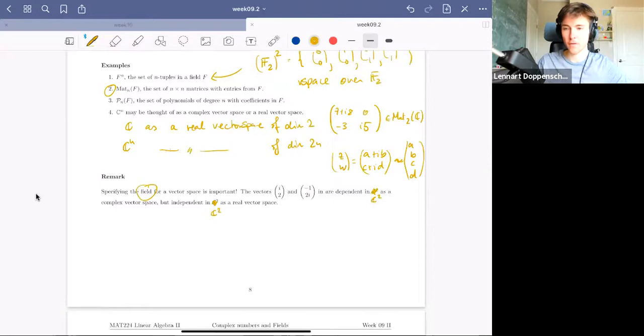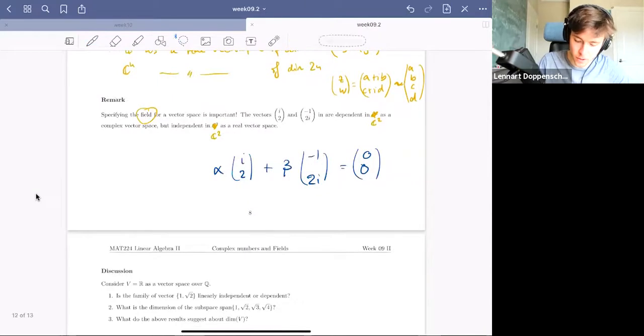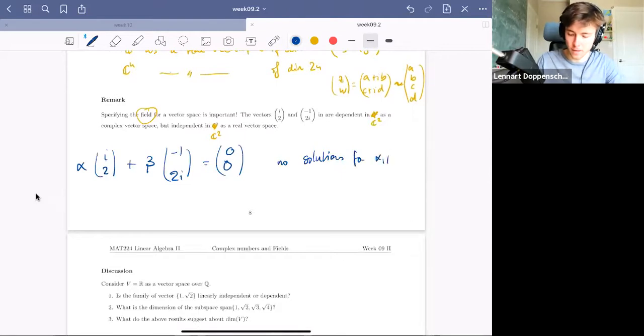So if you want to find a linear combination such that alpha times (i, 2) plus beta times (-1, 2i) is equal to the zero vector, then there are no such solutions in R. So no solutions for alpha and beta in the real numbers. That just is not possible because i and -1 are literally two vectors pointing in opposite directions if you think about this as a real vector space.